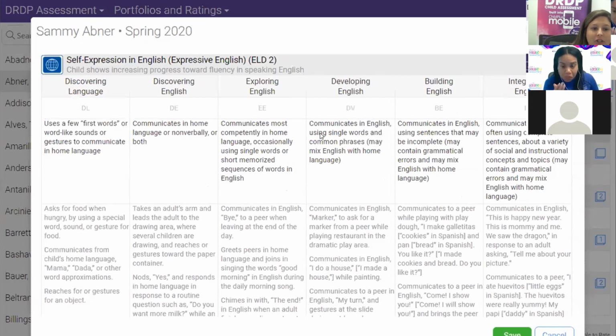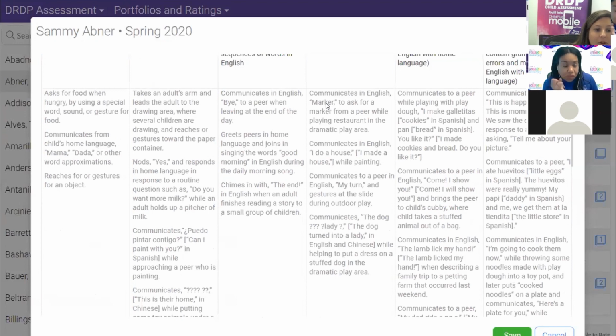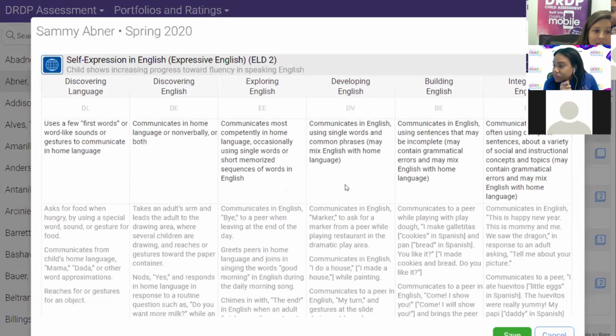It says communicates in English using single words and common phrases. May mix English with home language. So we've got the single word, and she's having a conversation with her peers, so she's probably got common phrases. Let's see what it looks like. It says communicates in English to ask for a marker from a peer when playing restaurant. So there's some active play. Communicates in English, "I do a house," while painting. Communicates "my turn" on the slide. Communicates "the dog lady," the dog turned into a lady, in English, while helping her put a dress on the stuffed animal, and again in that play center. So I'd say she's definitely able to do that.